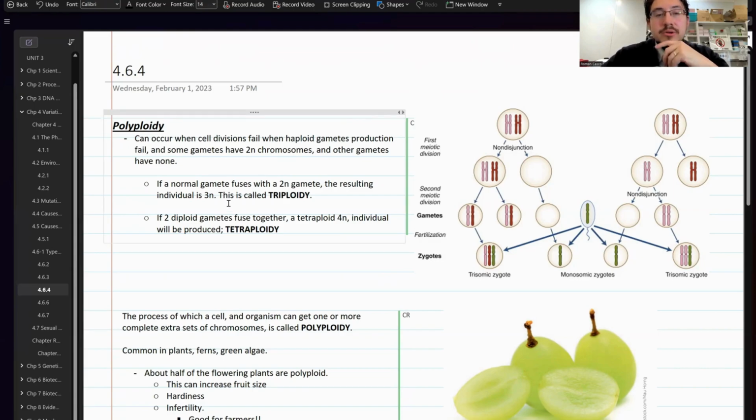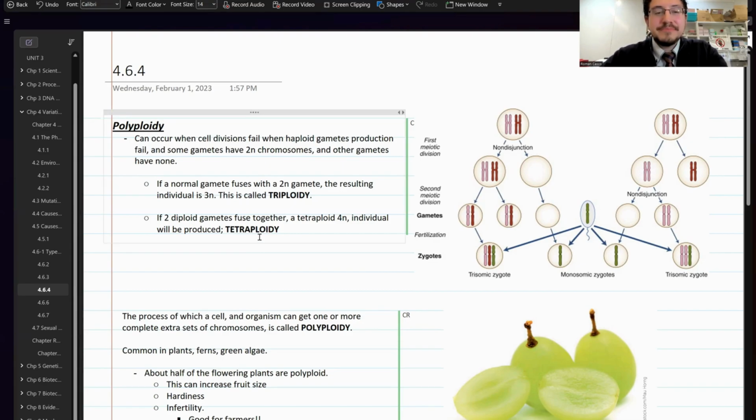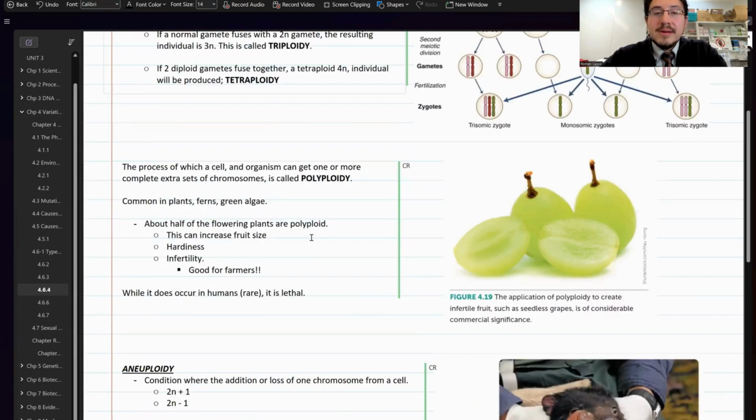So when you have 3N individuals, this is called triploidy, right? If you have 2 diploid gametes, let's say this happens in the egg, but it also happens in the sperm, right? And they fuse together, you would have tetraploidy. So you'll have 4 sets of chromosomes, right? Homologous chromosomes, you'll have 4 of them, right? 4 of one homologous pair, tetraploid, right? Good. So this is referred to as polyploidy, right?